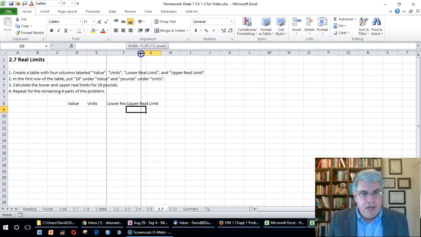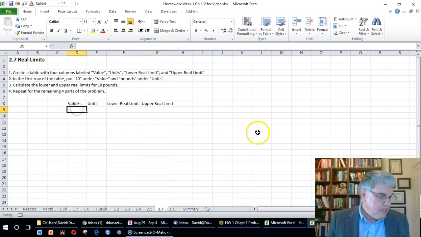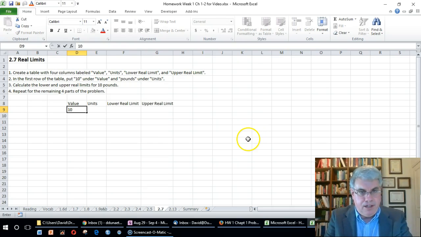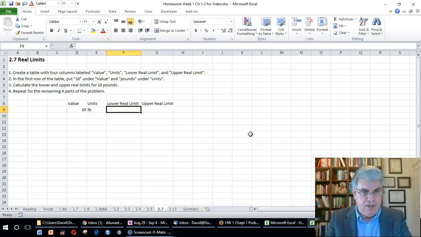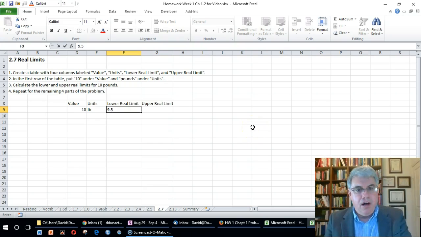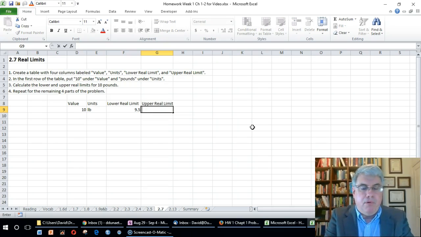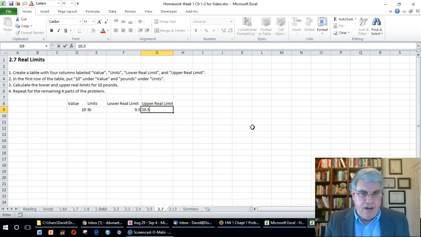So let's make these columns bigger so that we can read them. And the first one is 10 pounds. So we'll put 10 as the value. The unit is pound, LB is the abbreviation for it. And that means it can go from 9.5, which we would round up to 10, all the way up to 10.49999, which we'll write as 10.5. Now, if we actually measured something that was 10.5, we'd record that as 11, but instead of writing 10.4999999 almost forever, we're just going to put in 10.5. So that'll be the upper real limit.